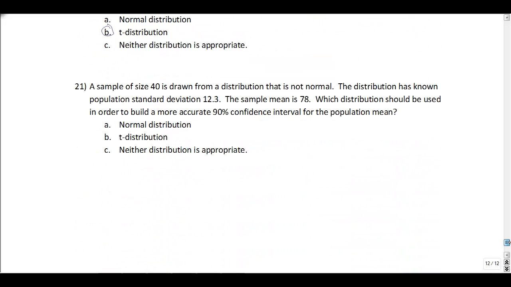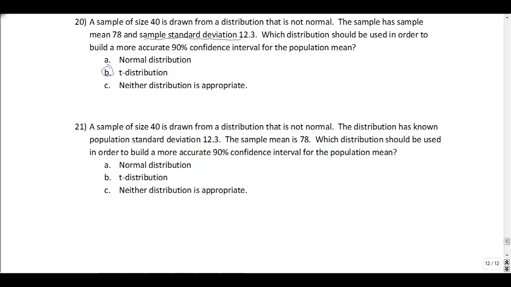Okay, last one here. Let me show the previous one with it. The sample of size 40, again big enough, is drawn from a distribution that is not normal. So big enough means this is going to work out. The distribution has known population standard deviation. So population standard deviation, that means we have a z distribution, or the normal. So that's our last one, and we are done here.